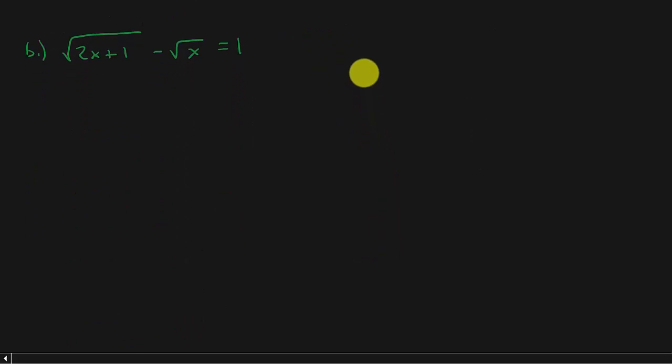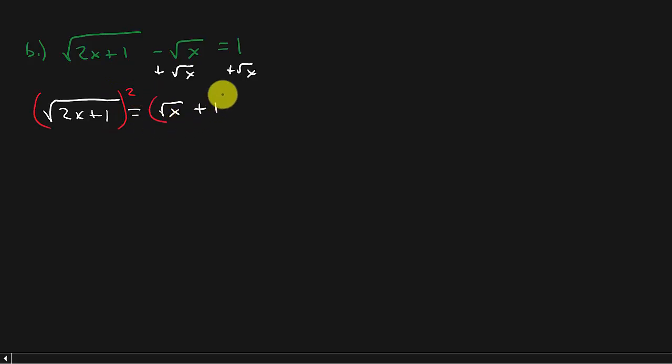All right, so remember, whenever we're solving these things, you've got to isolate the radical. Well, in this problem, we've got two radicals. So we isolate one of them. So I'm going to go ahead and just add √x to both sides. So that's going to give me √(2x + 1) = √x + 1. And then I'm going to square both sides.